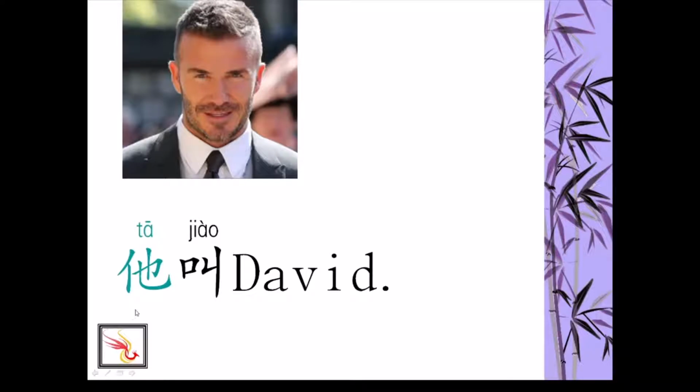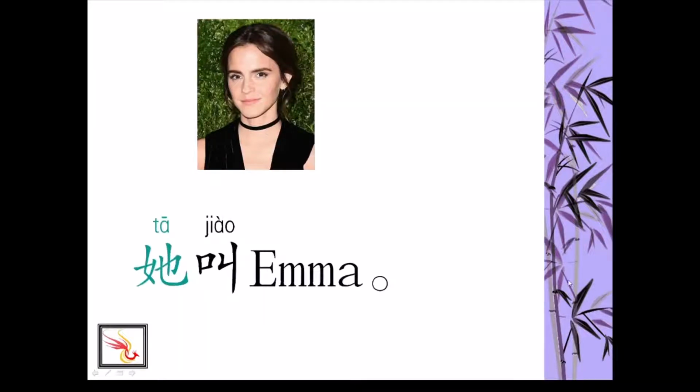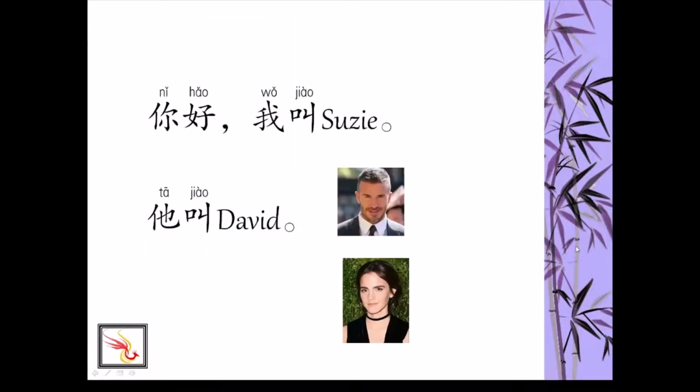他叫 David. 他 is he, the male 他. Okay, 他叫 David. 她叫 Emma. 她 is a female 她. On the left hand side, it's got a female radical. It looks like a lady's courtesy. Okay, 她叫 Emma. 你好，我叫 Susie. 他叫 David. And 她叫 Emma.